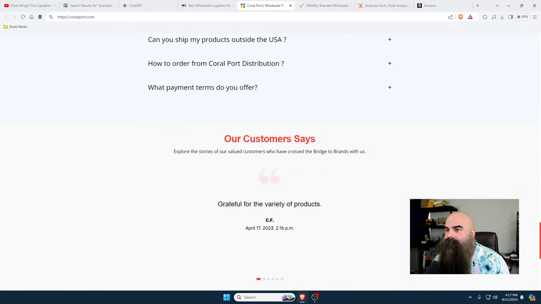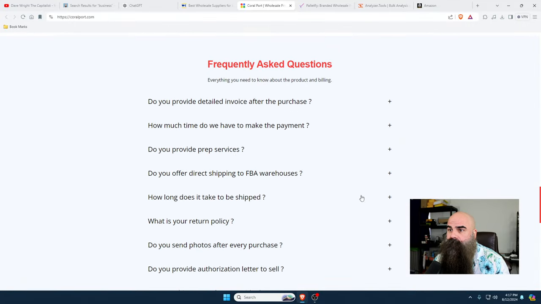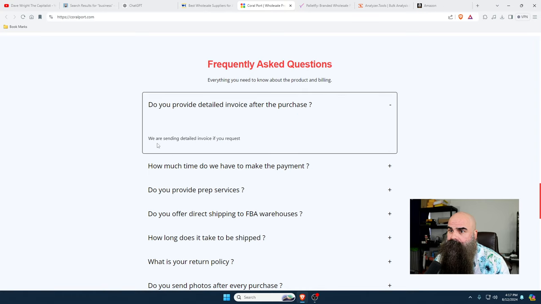I'm going to scroll right down to the bottom and find the frequently asked questions. Do you provide a detailed invoice? We're sending a detailed invoice if you request it. So what this means is, if you need a detailed invoice to send to Amazon to get ungated because you're gated in a product, they will provide it.